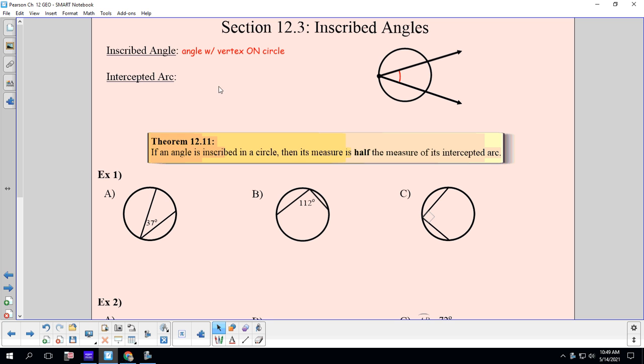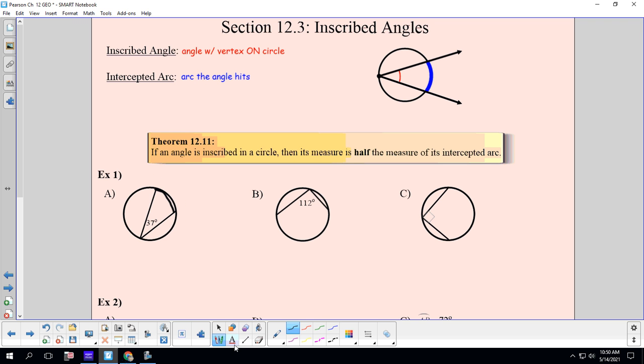An intercepted arc is an arc that your inscribed angle hits. So this angle makes this arc. If an angle is inscribed in a circle, then its measure is half the measure of its intercepted arc. So, for example, this angle is an inscribed angle. It is half the measure of this arc right here.